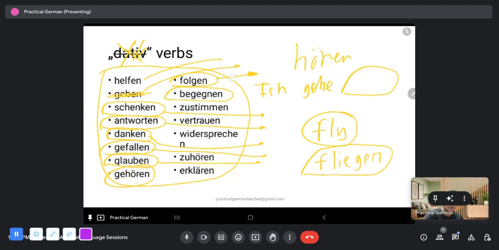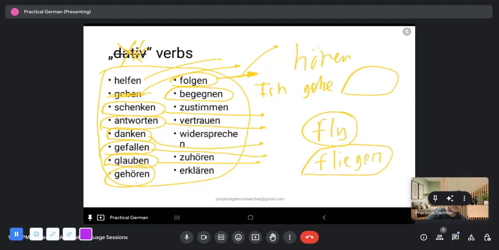Folgen means, but you still need to know the meaning of Folgen. Okay. No, no, but meaning. Come on. Someone else give me the meaning of Folgen, please. To follow. Like, do you follow me or not? Okay.